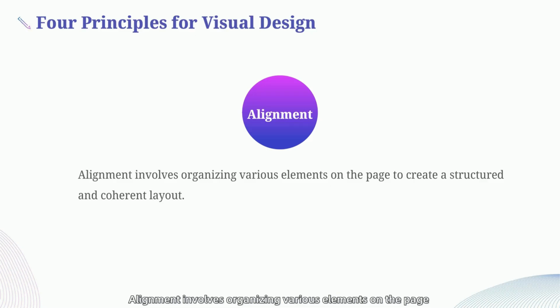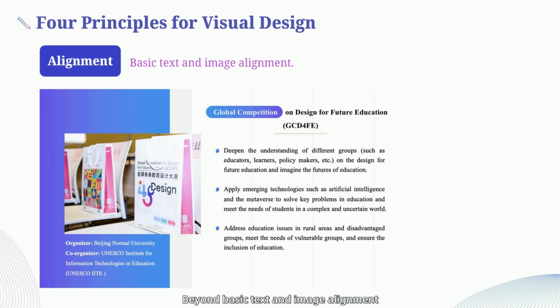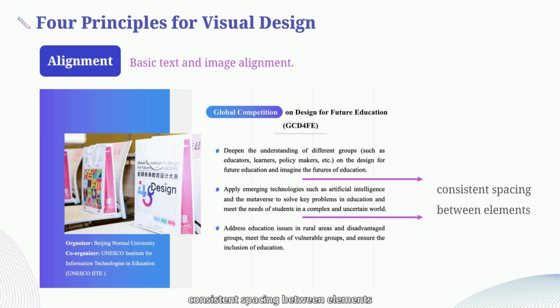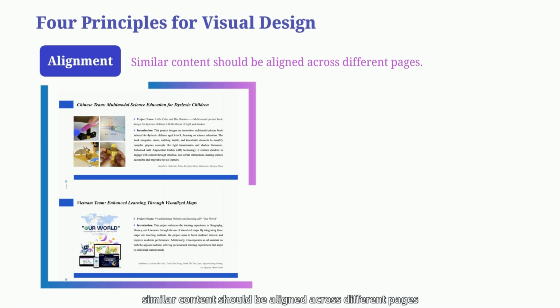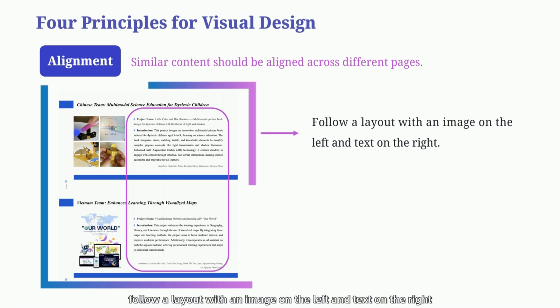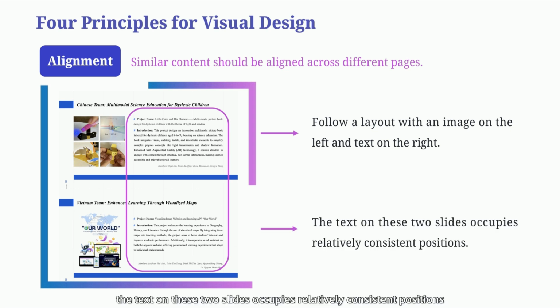Alignment involves organizing various elements on the page to create a structured and coherent layout. Beyond basic text and image alignment, it's essential to maintain consistent spacing between elements. Additionally, similar content should be aligned across different pages. The two slides from the same PPT follow a layout with an image on the left and text on the right. When arranging the layout, the text on these two slides occupies relatively consistent positions.